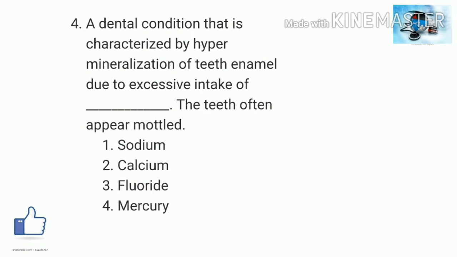A dental condition that is characterized by hypermineralization of teeth enamel due to excessive intake of dash. The teeth often appear mottled. So options are option 1 sodium, option 2 calcium, option 3 fluoride, or option 4 mercury. So the right option is option 3 fluoride. So let's go to the next question, question number 5.